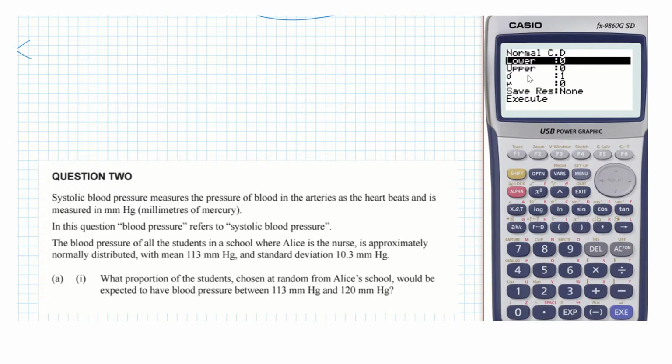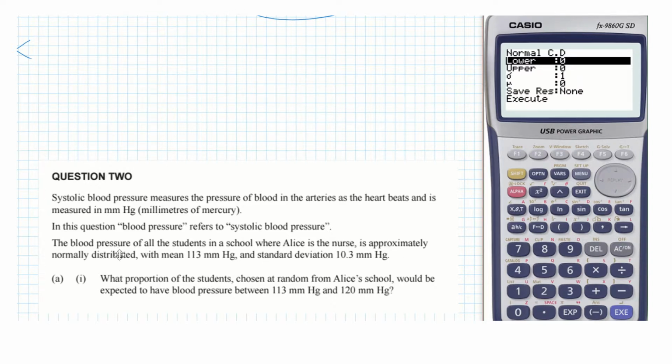Then we just need to know what we're going to type into each part, and I'll show you how that works. If we look down at this little word problem down here, this is about systolic blood pressure, and that's the pressure in your blood between heartbeats. So we've got the blood pressure of all the students in a school where Alice is the nurse is approximately normally distributed.